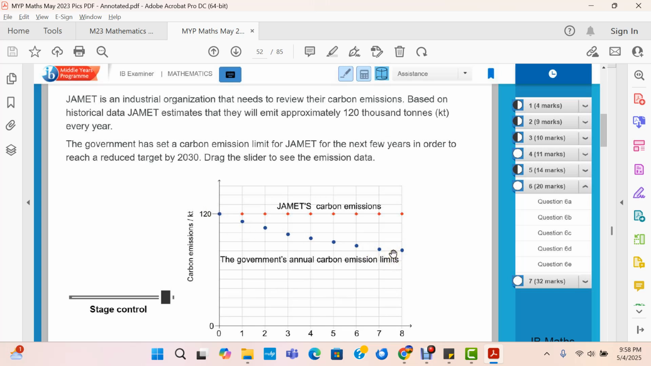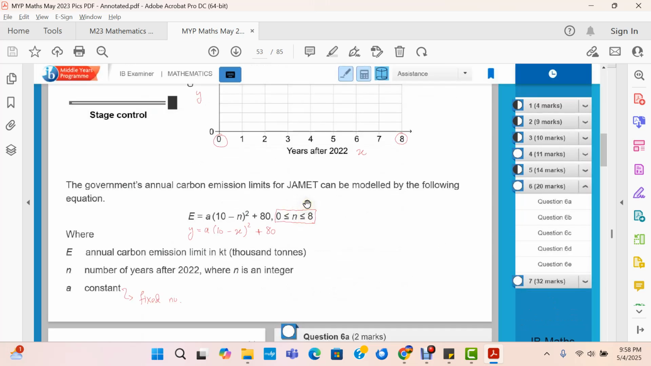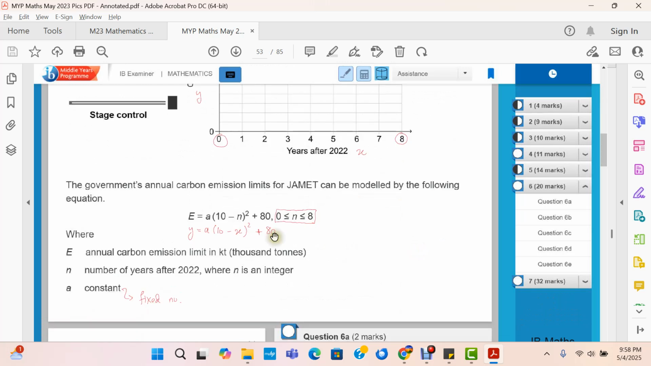So it's natural to assume that if the factory is emitting more than the government limit, it has to pay some tax or some fine. Okay, so let's look at that. We have the equation of the government's limit. We know it's a quadratic equation, so it has to be in some vertex form or something like that.